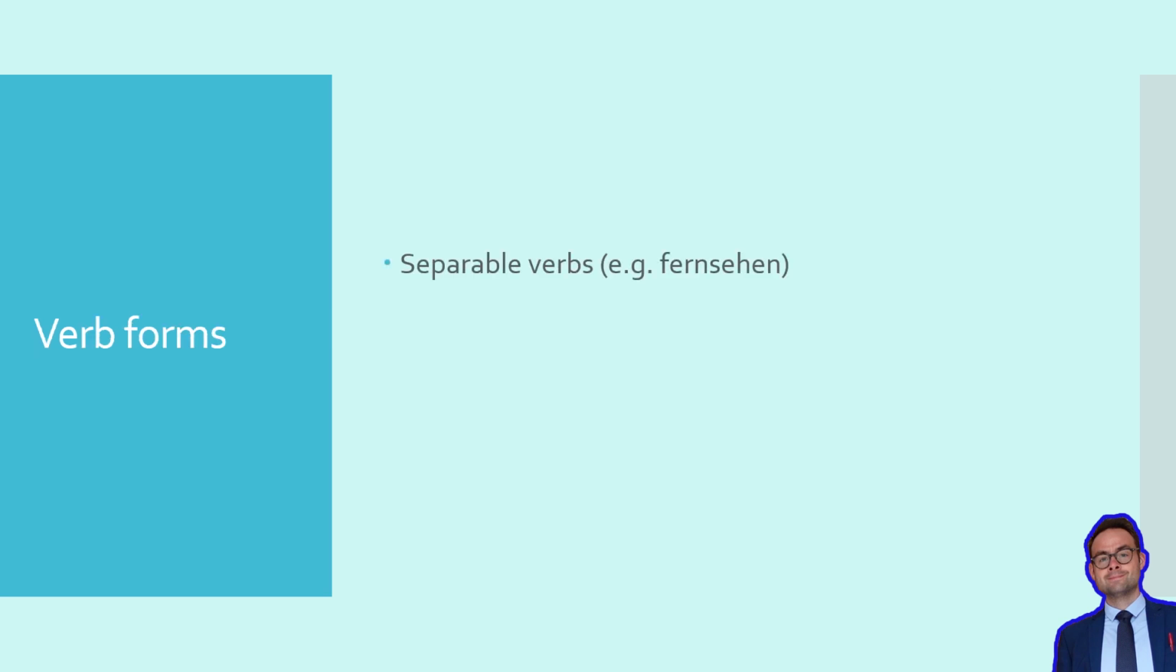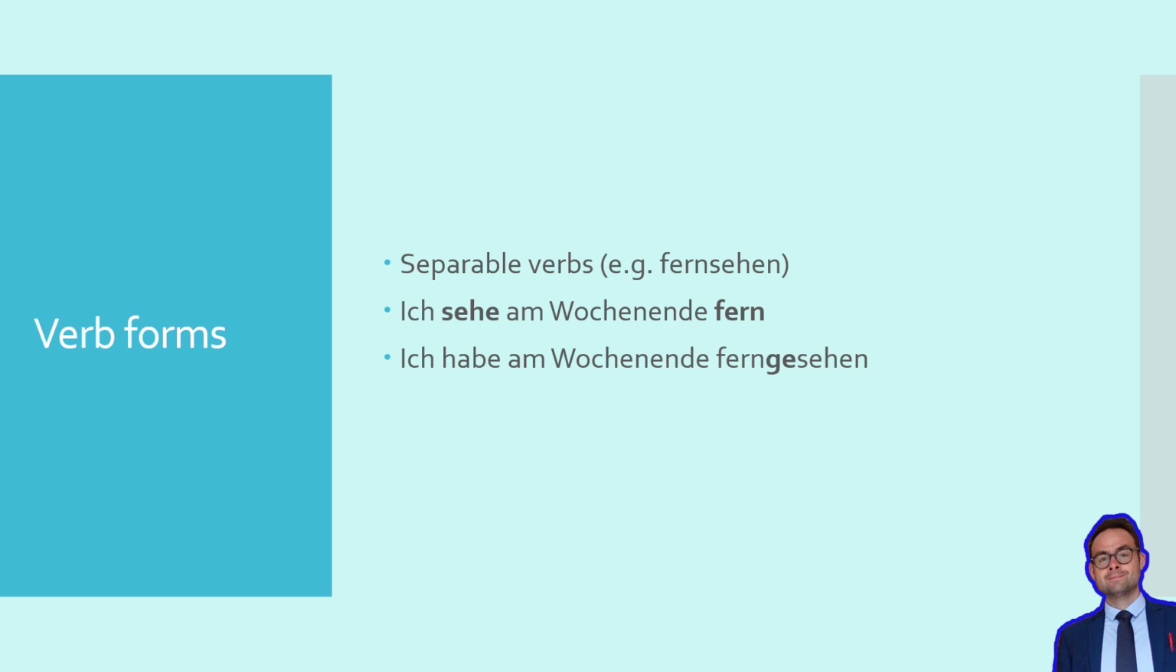Verb forms. So separable verbs, for example, Fernsehen, to watch TV. So they're separable. Again, click on the video to look at how separable verbs work in more detail. But basically, they're separable because they separate. So ich sehe, the verb part of it goes second, and then the preposition part goes to the end in the present tense. When it's in the past, it separates just enough to let the g, to show that it's past tense, go in between the verb part and the preposition part.